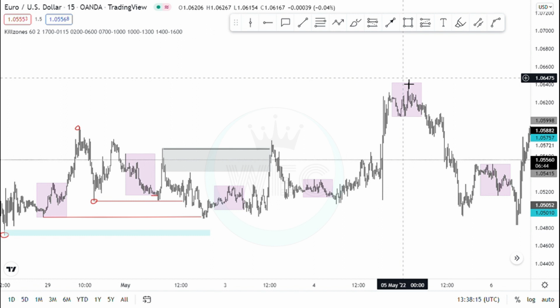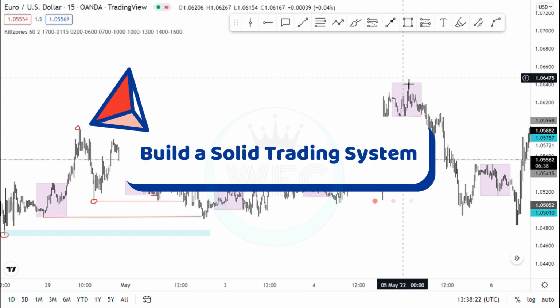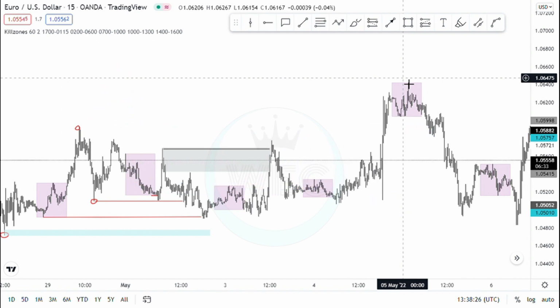The last but not the least thing that I also did was putting all these things together into developing a solid trading system. As a trader, you need to have a profitable trading system. Keep on refining it, right? You don't just wake up, go onto the charts, and then start buying or selling.